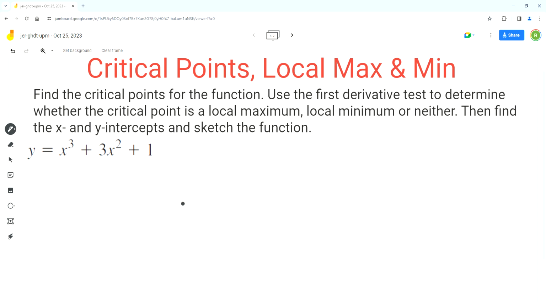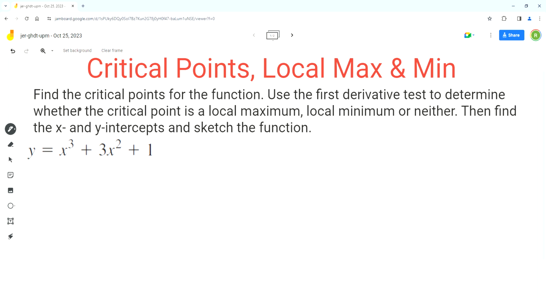So in this video, we'll solve this problem using the concepts of derivatives. As per the problem, find the critical points for the function. Use the first derivative test to determine whether the critical point is a local maximum, local minimum or neither. Then find the x and y intercepts and sketch the function.